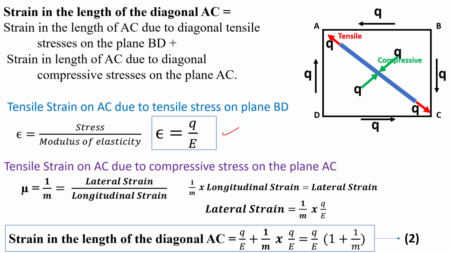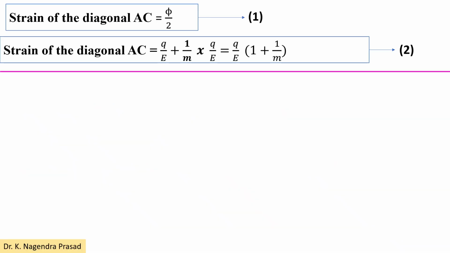Then the total strain in the length of the diagonal AC equals the longitudinal strain, that is q by E, plus the lateral strain, that is 1 by m into q by E. Then the strain in the length of the diagonal AC equals q by E into 1 plus 1 by m. Let's consider this as equation number 2. We determined the strain of the diagonal AC, which is equal to φ by 2, and also equal to q by capital E into 1 plus 1 by m.